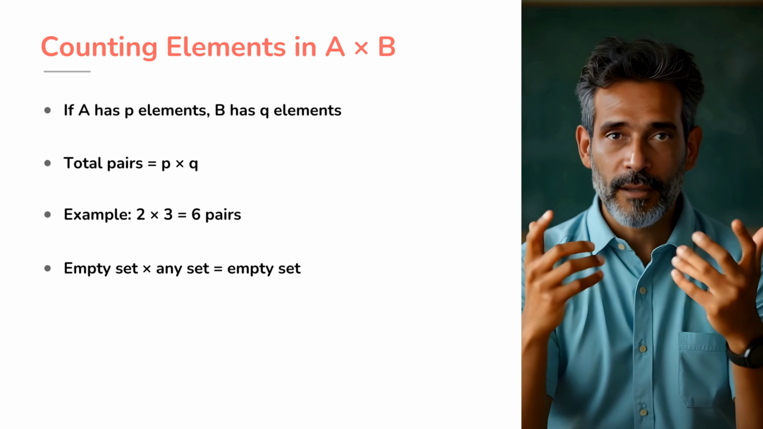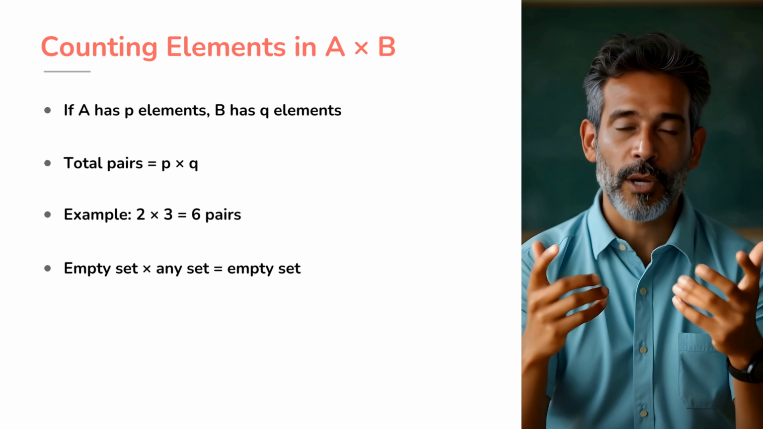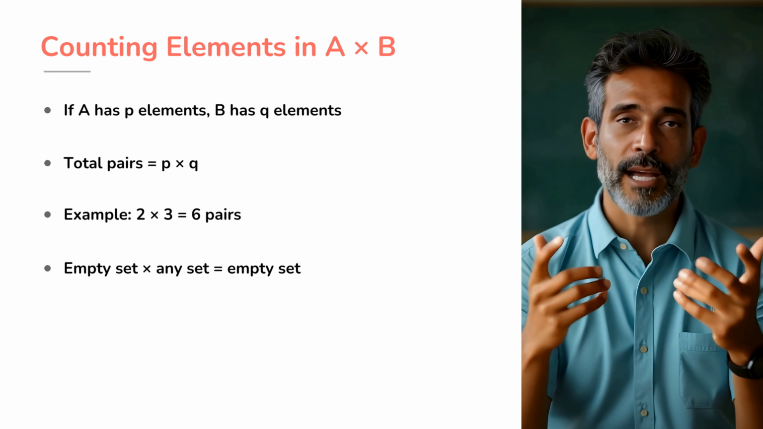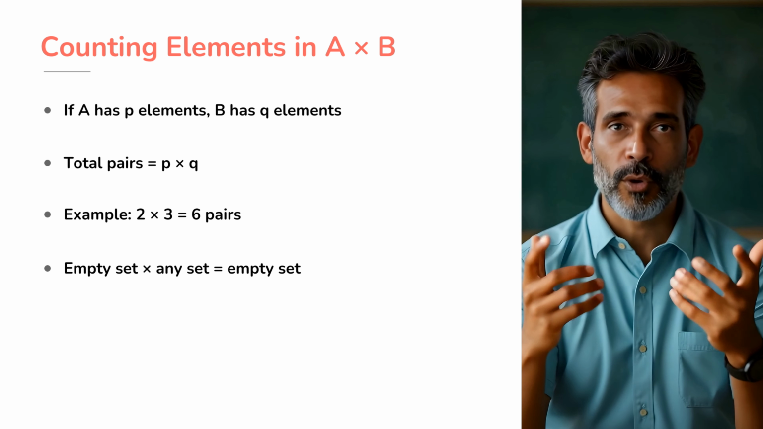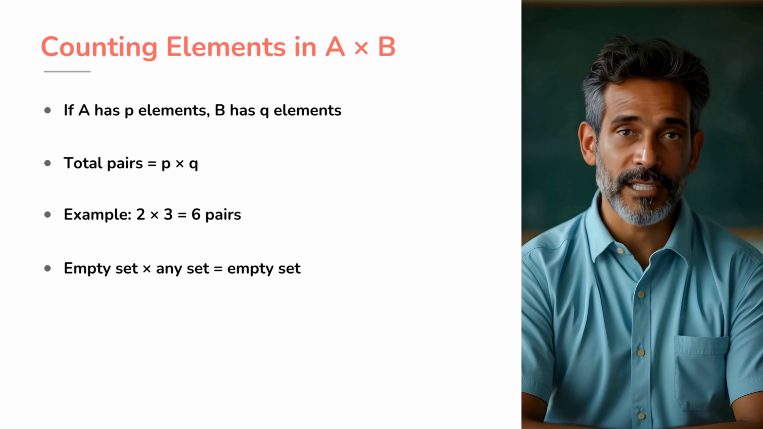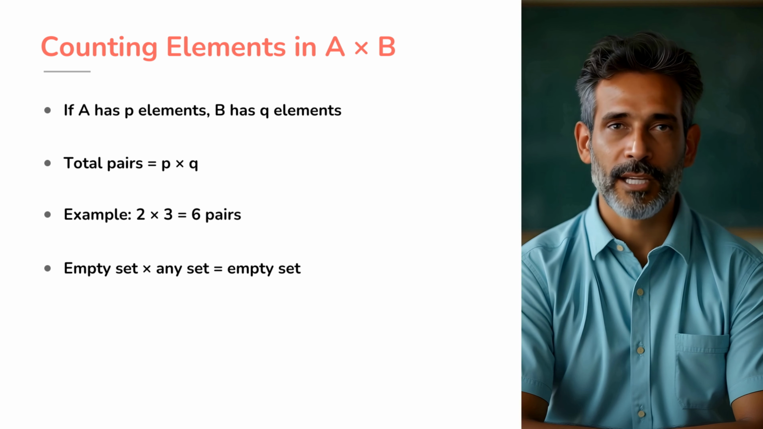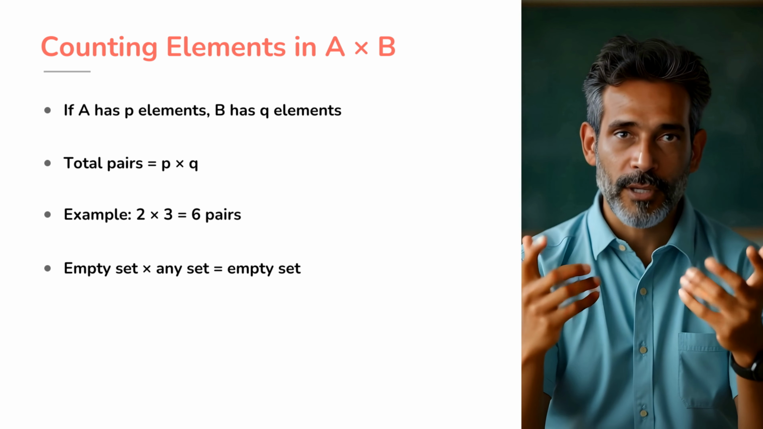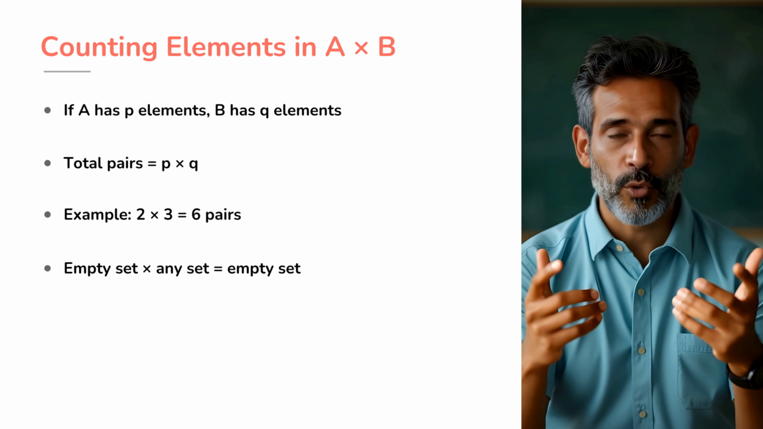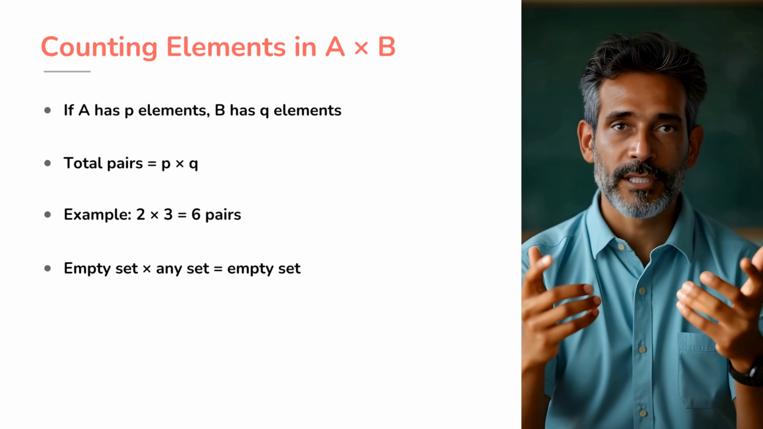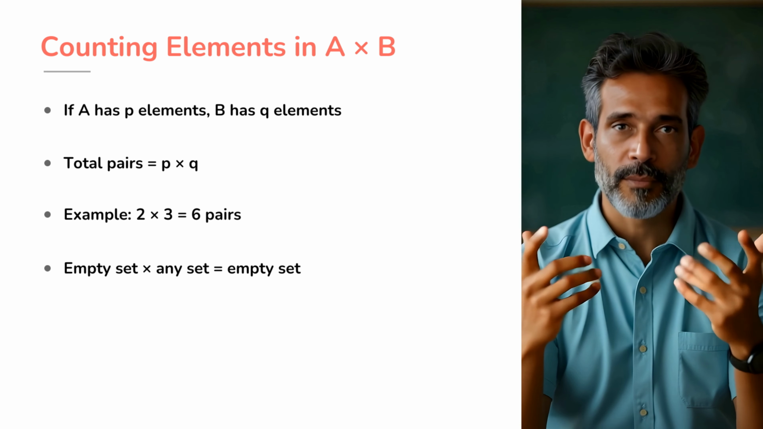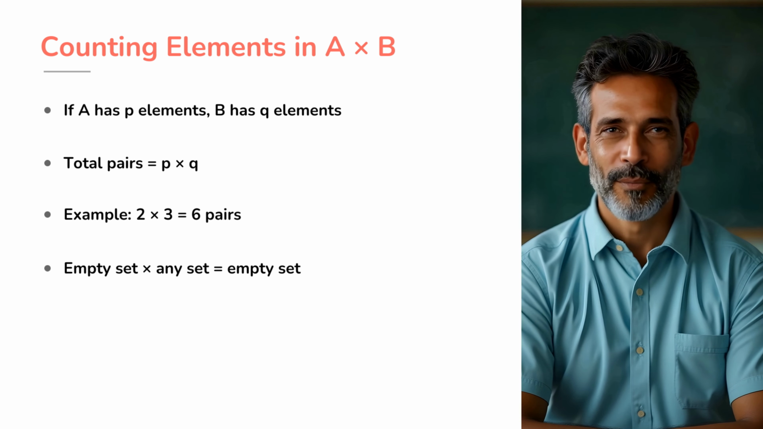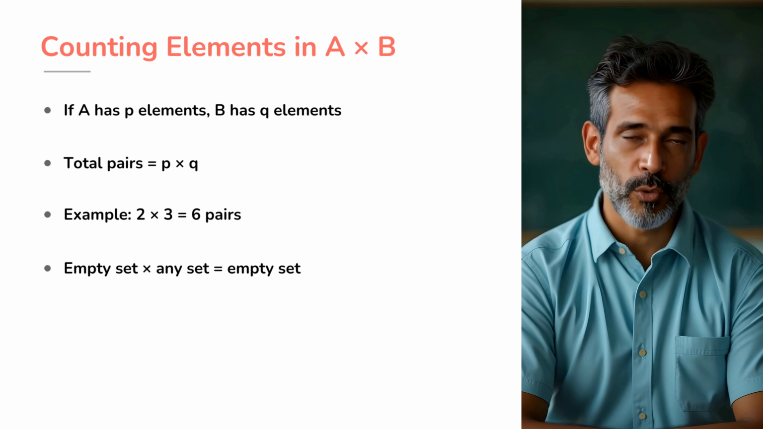You might be wondering, how many pairs can we actually create when we form a Cartesian product? Let's make it simple. If set A has p elements and set B has q elements, the total number of ordered pairs is given by this formula: number of pairs equals p multiplied by q. Let's apply this to our example. Set A has two elements, red and blue. Set B has three elements, bag, coat, and shirt. When you multiply them, 2 multiplied by 3 equals 6. So there are 6 distinct ordered pairs in total.